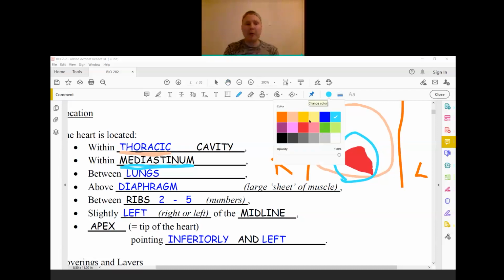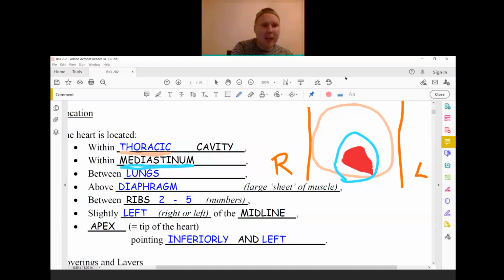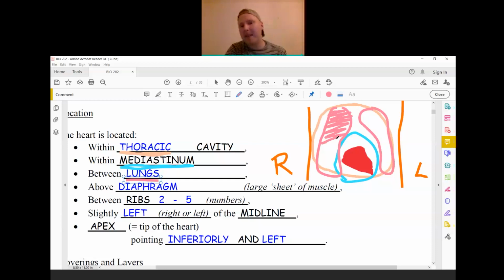What else can we use to describe where the heart is located? Well, let's use this color. The heart is located between the lungs. So we can add our lungs here. So that's a good positioning term for us to appreciate the location of the heart.